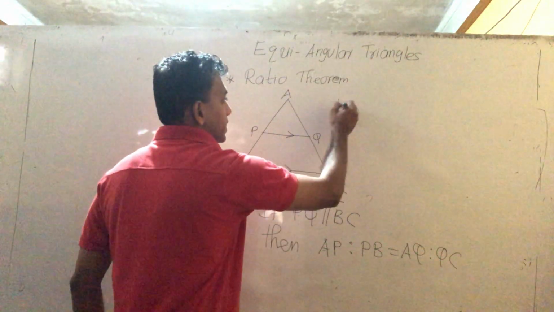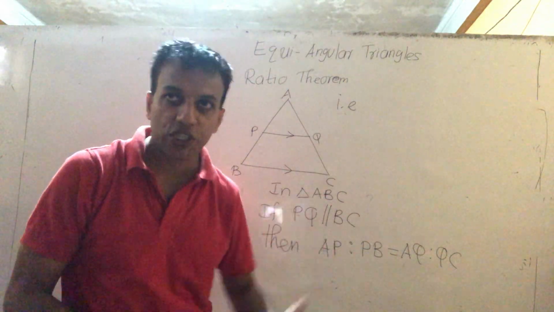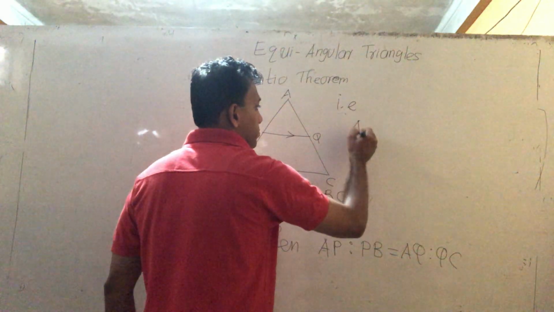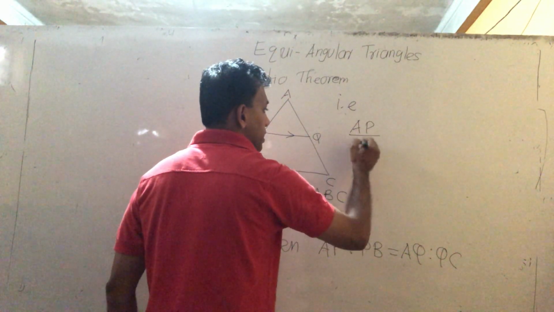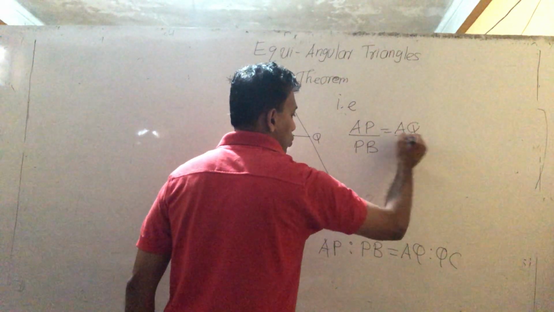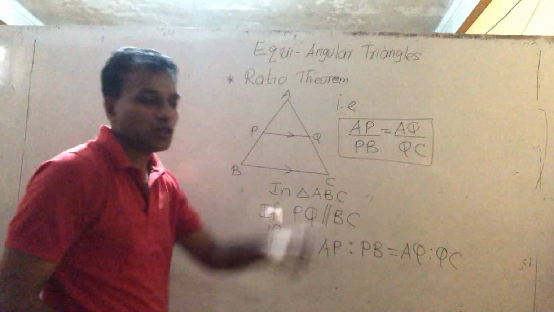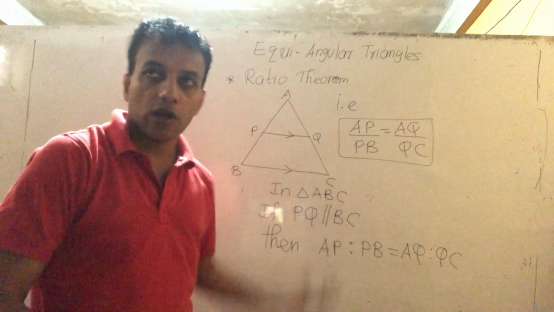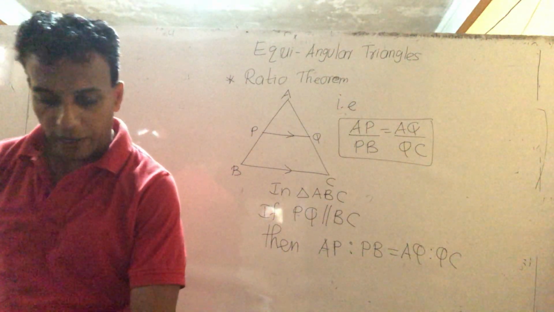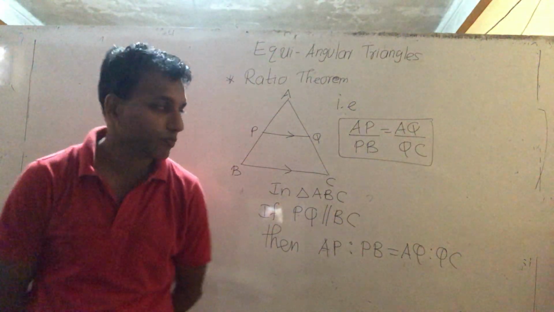Or I can say, see, another method. A ratio can be converted to fraction form. So write this fraction: AP over PB equals AQ over QC. So we use this pattern frequently. Copy this. It's called the ratio theorem: a line drawn parallel to a side of a triangle divides the other two sides proportionally.